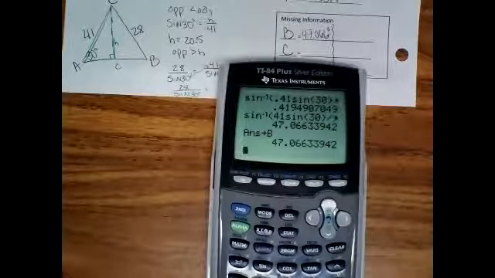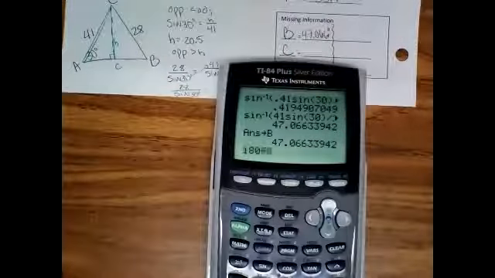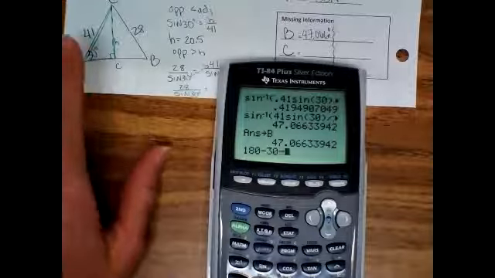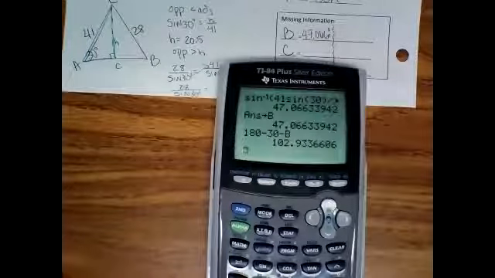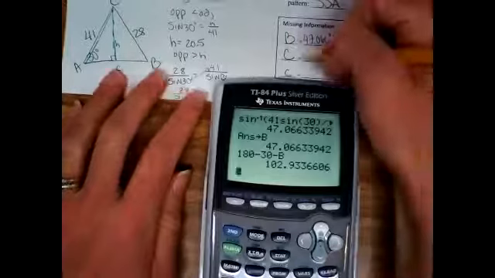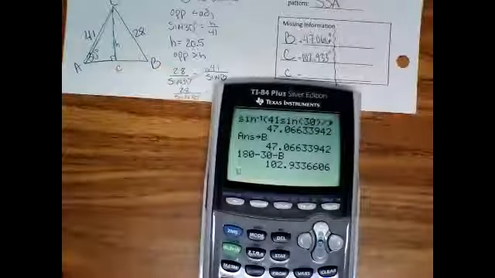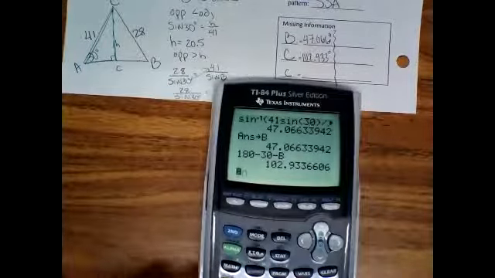Now to get angle C, you're not gonna do any work like that you have to write down. All the angles add up to 180, so just do 180 minus the other two. So 180 minus 30 minus alpha B. So 102.933. Hurry, capture it quick before it gets away. Store alpha C, enter.